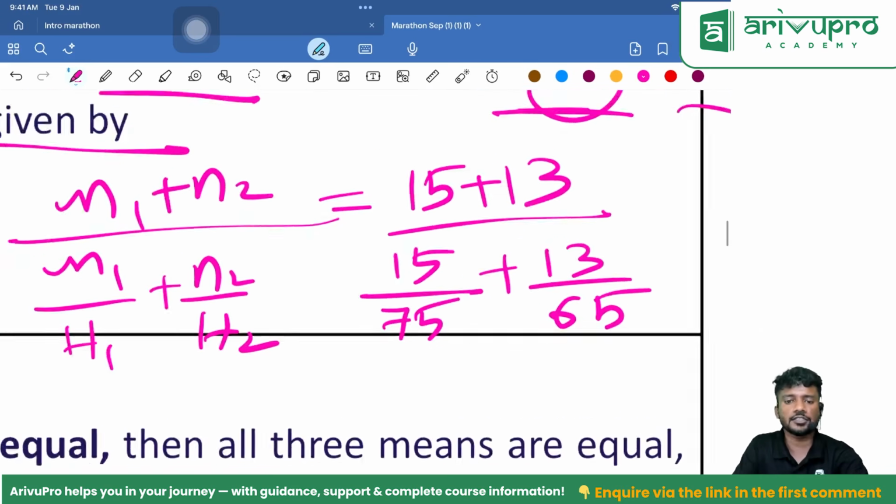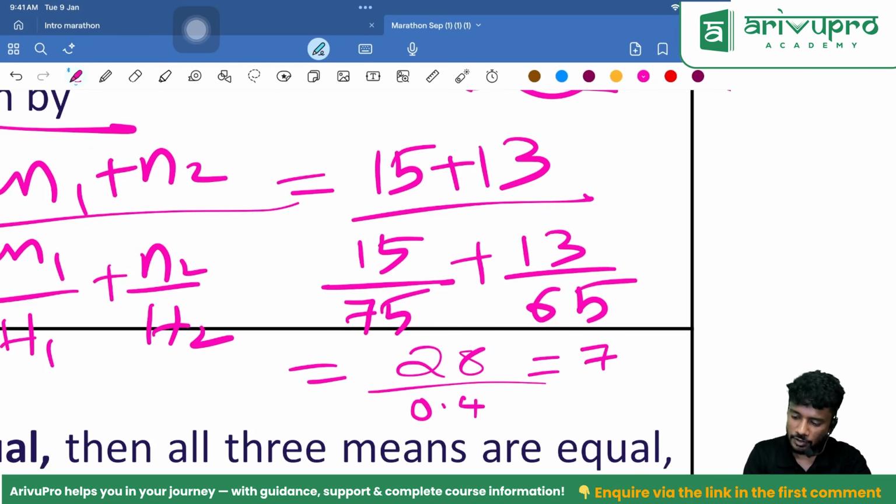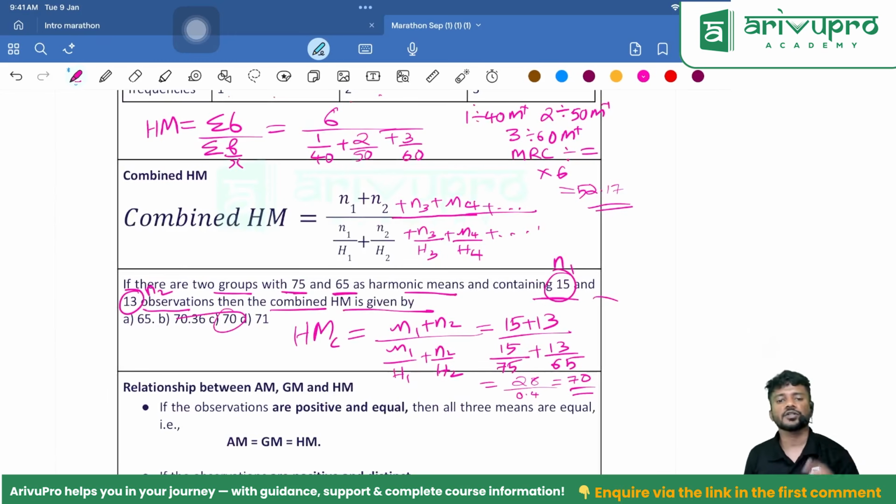How much is the answer, people? 28 divided by. So how much is it? 0.4. Okay. How much is it? 70. Okay. Fine. How much is it? Option C is your answer.